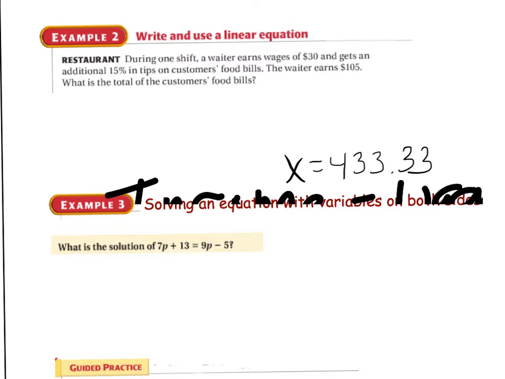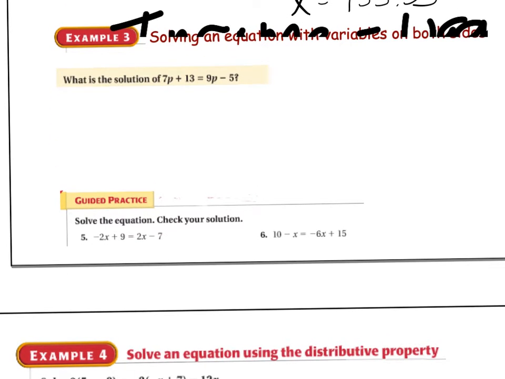All right, example 3. What if you have variables on both sides of the equation? What do you do? Well, don't panic, number 1. You need to remember that when you have a variable on both sides of the equation, you just need to use inverse operations to get them on the same side. Remember, your goal is to get p alone. And so we want p on either the left or right side of the equation. The choice is up to you. And we want all the constants on the other side.